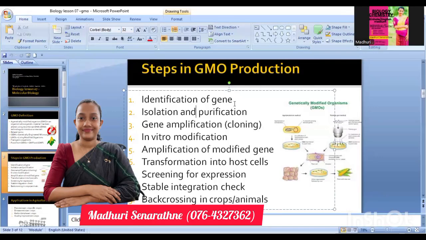First, identification of gene, then isolation and purification, gene amplification, which is the process called cloning, in vitro modification, amplification of modified gene, transformation into host cells, screening for expression, stable integration check, back crossing in crops or animals.